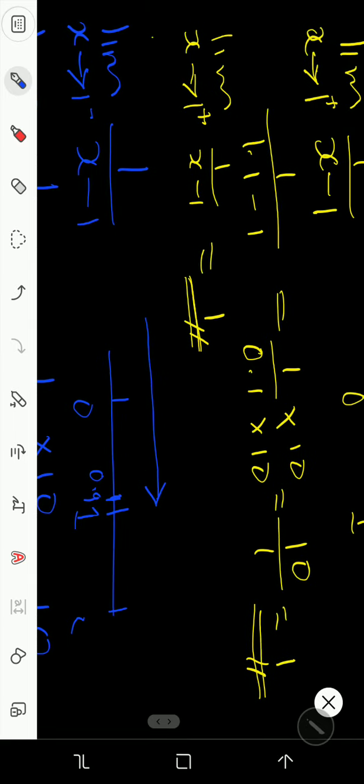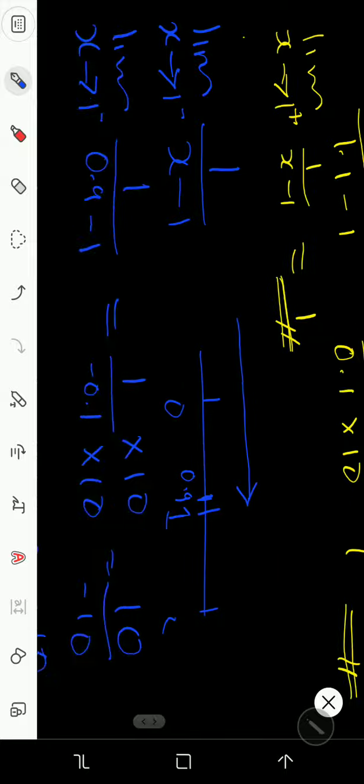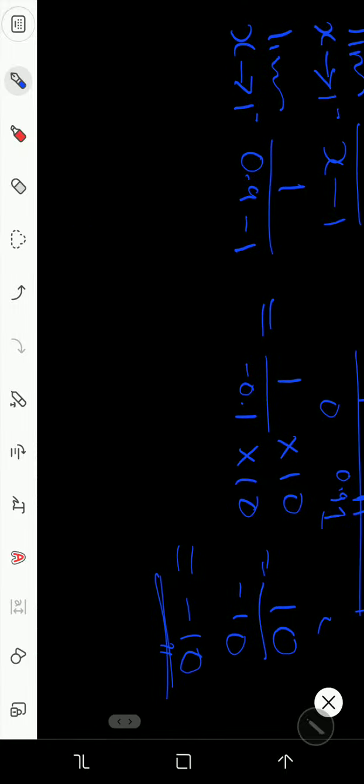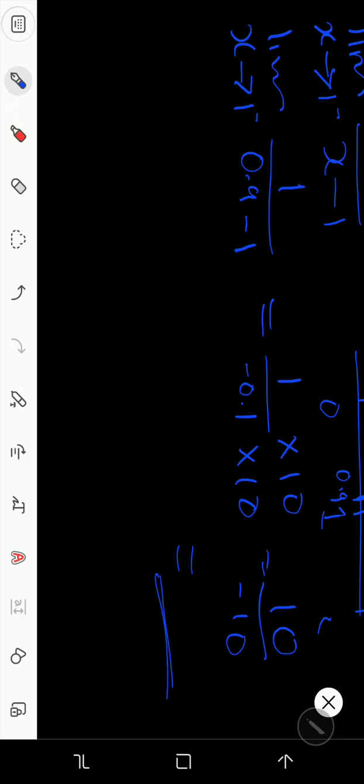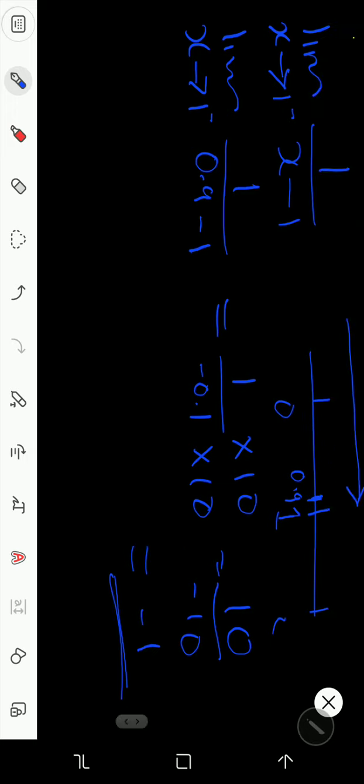Let's get back to the limit we found at first, where x was approaching 1 from the right. Oh wait, sorry. Here the answer is negative 1, not 10. That was just a minor mistake.